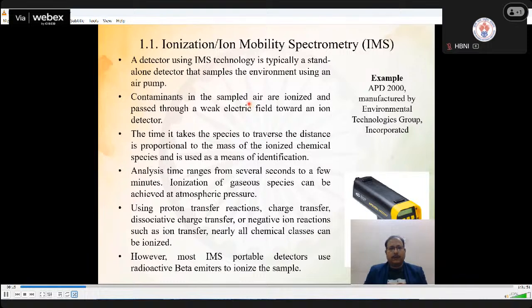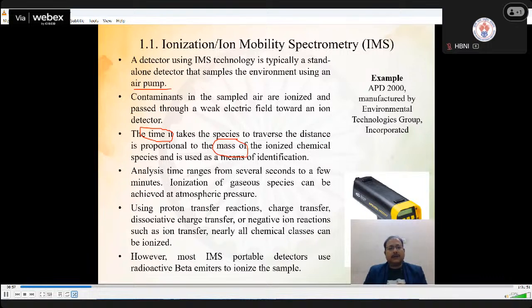Now understanding this type of spectroscopy technology, it is a detector using IMS technology, typically a standalone detector that samples the environment using an air sampler. The sampled air is ionized and passed through a weak electric field towards an ion detector. The time it takes to traverse the distance is proportional to the mass of the ionized chemical species and is used as a means of identification. So very easily understood, the time is the important parameter, and the time taken to traverse the distance is proportional to the mass of the ionized chemicals. This is the main heart of this particular thing.